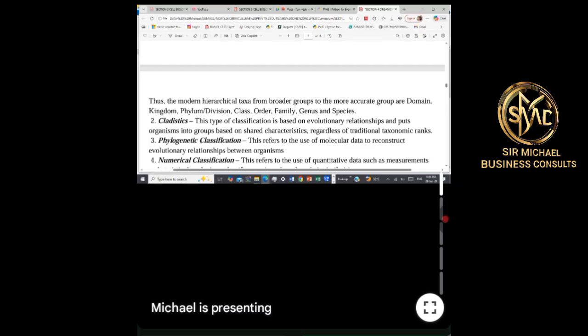So we have what we call cladistics. Now pay attention. We call something a clade. Sorry, I don't have an image to show you.